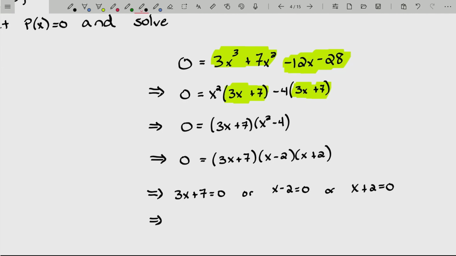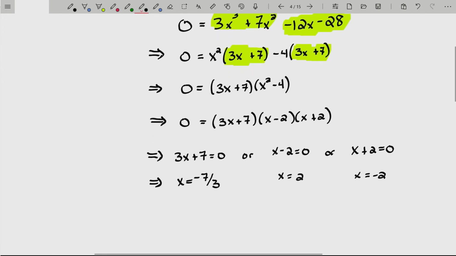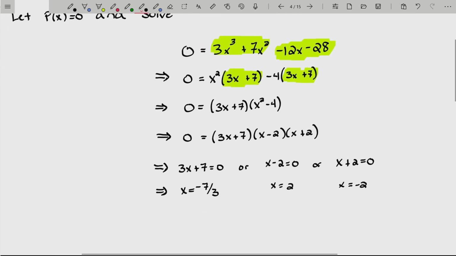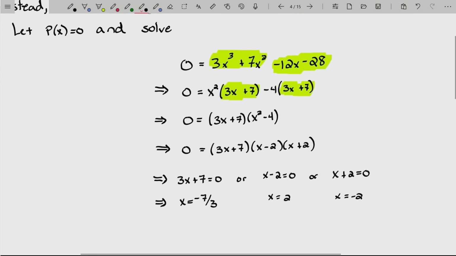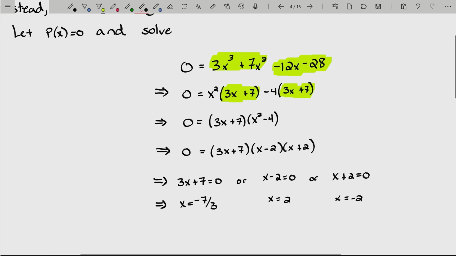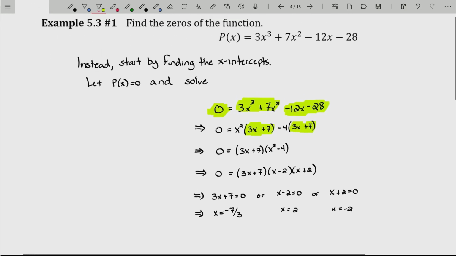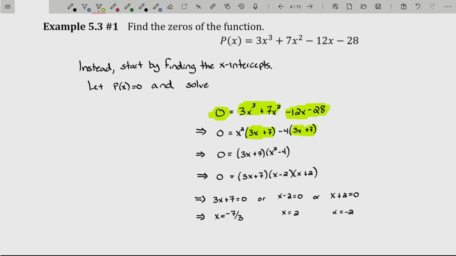And in the first case, you get x is equal to negative 7/3. Second case, you get x is equal to 2. Last case, you get x is equal to negative 2. Those are the values of x that cause this function to become 0. So those are the zeros of this polynomial function, because again, they're the ones that you would normally plug in. You could test it out, by the way.